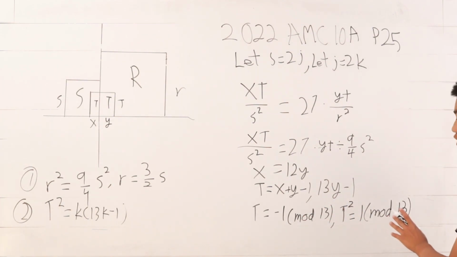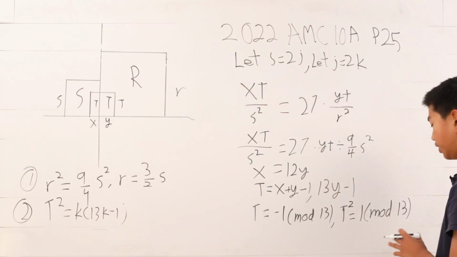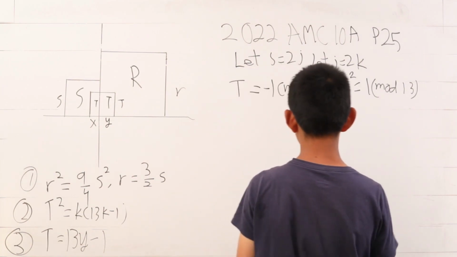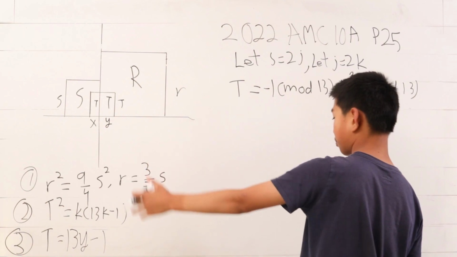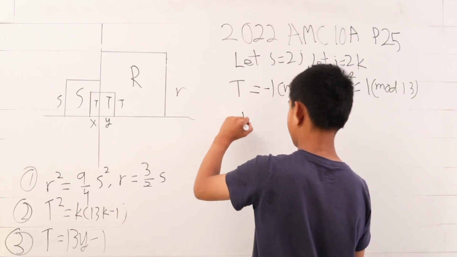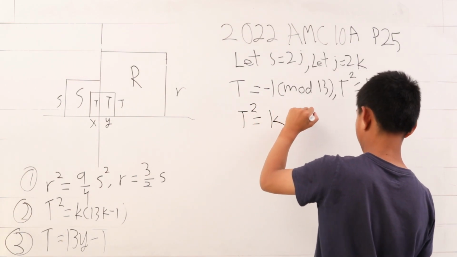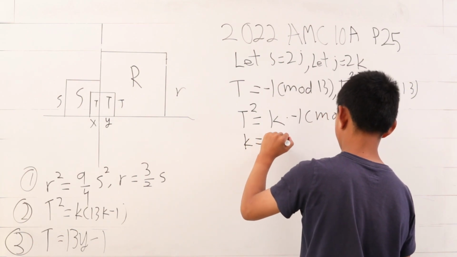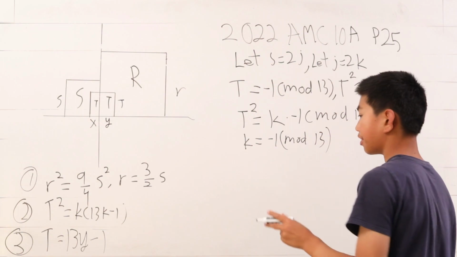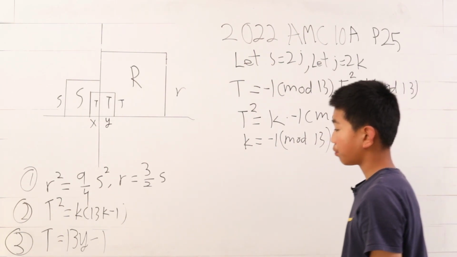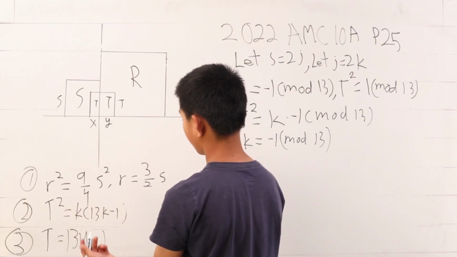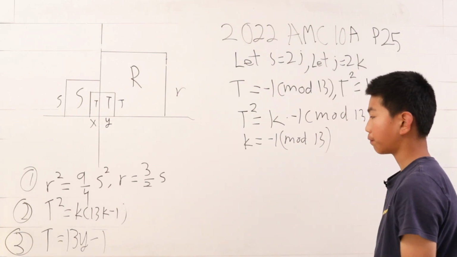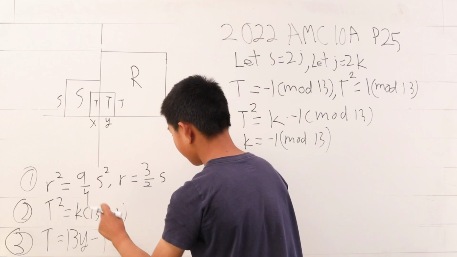We can get some more formulas, but I'm out of space, so we'll come back when we have more space. All right, so here we have these modulo equations, but we can already implement equation 2. We get that t squared is equal to k times negative 1 mod 13. So this means that k is equal to negative 1 mod 13. Also from equation 2, 13 has to be a perfect square if they are all integers. So we have two constraints: k has to be 1 less than a multiple of 13, and k also has to be a square.